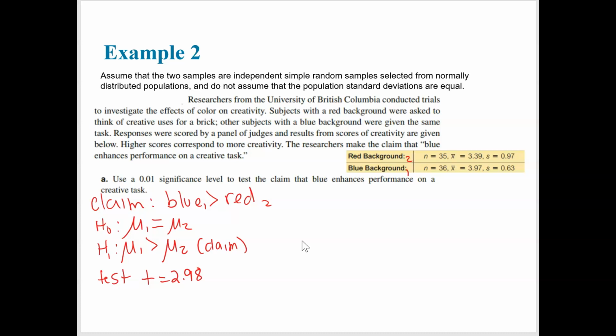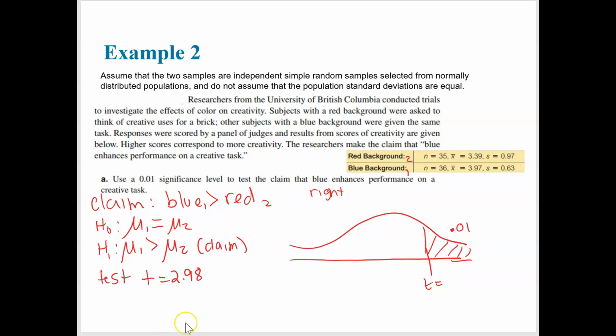So now we're going to use the critical value. So we need to determine if it's a left, right, or two-tailed. So it is a right-tailed because of the greater than. So we're trying to find this critical value. And our significance level is 0.01.